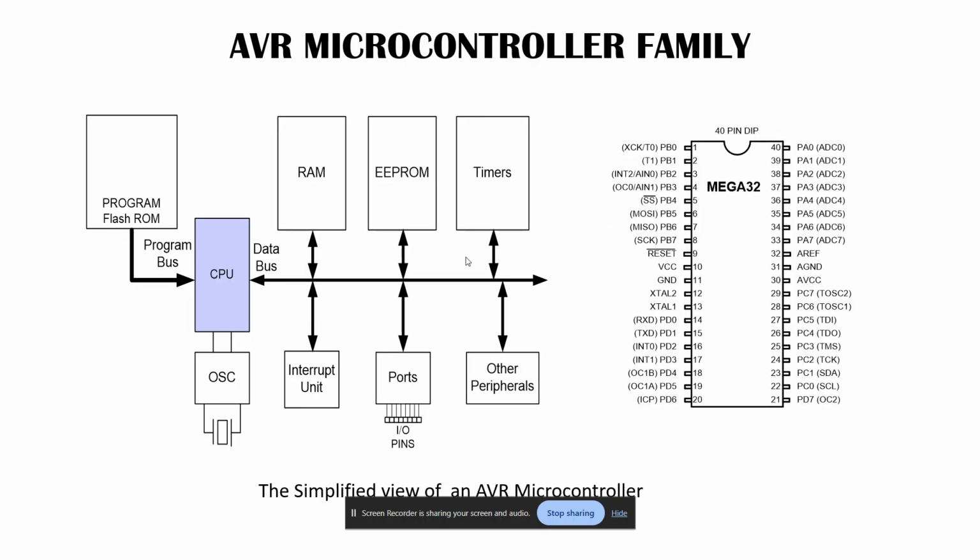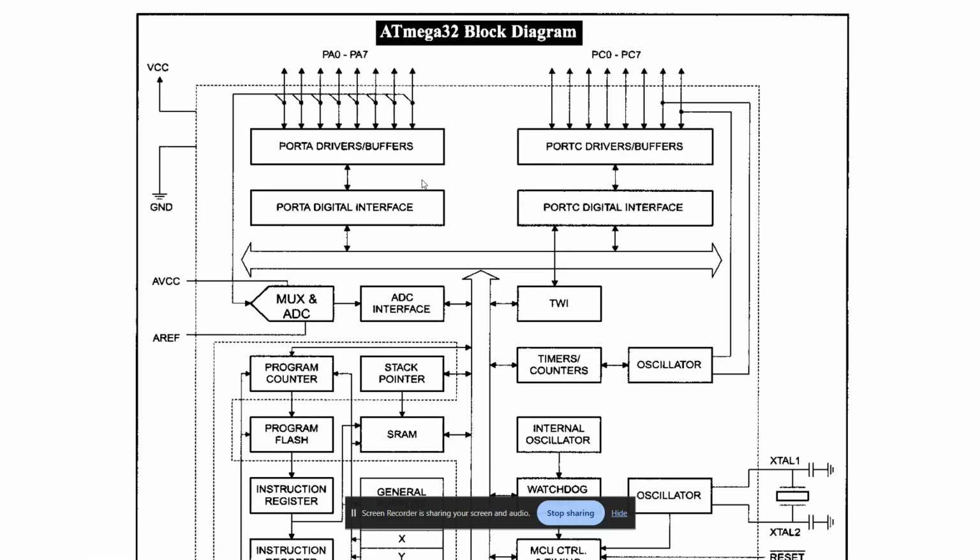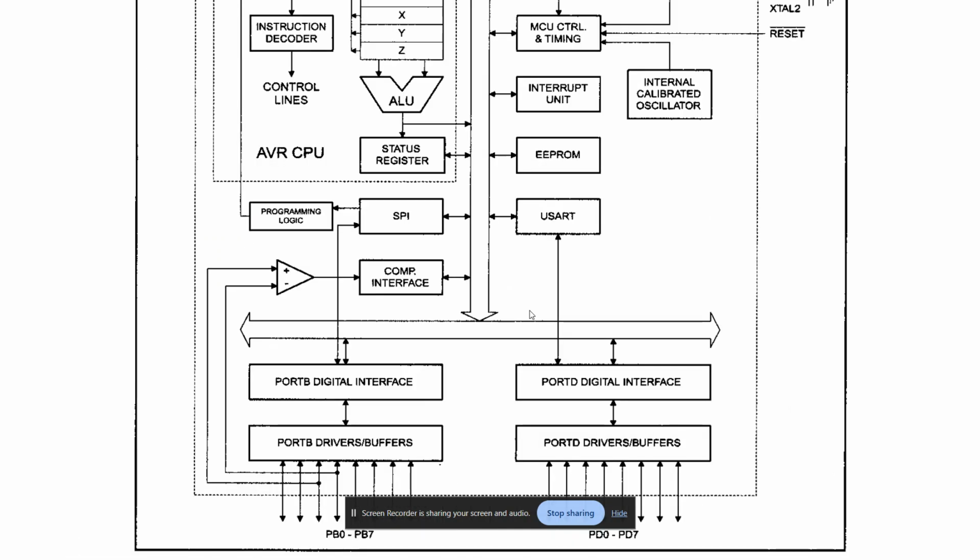Moving toward the next thing, this is the AVR microcontroller family, Mega 32. This is the inside of the processor. We don't have sources for it, but we have already read that this is the CPU. This is RAM, EEPROM, timers, other peripherals, interrupt unit, ports, input output ports, oscillator, program flash ROM. This is known as ROM. This is known as RAM. This is another ROM, for temporary storage. Now moving to the block diagram. This is the block diagram. There's no need to understand it. Just see it and ignore it.